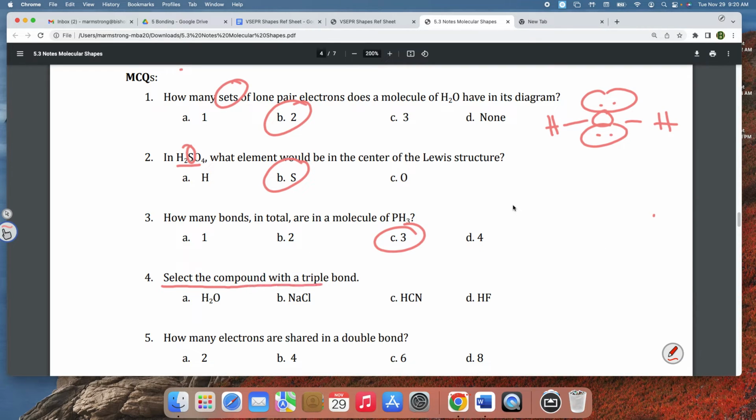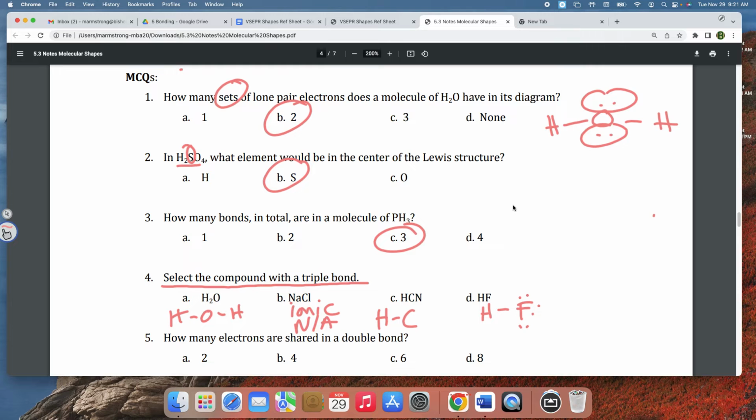Number 4, select the compound with a triple bond. So a triple bond tends to be nitrogen. We saw in water that they were just single bonds. This is an ionic compound, so that one does not apply. HCN and HF. Let's do elimination. So HF, H can only single bond. That's what that one really looks like. So that means this one.